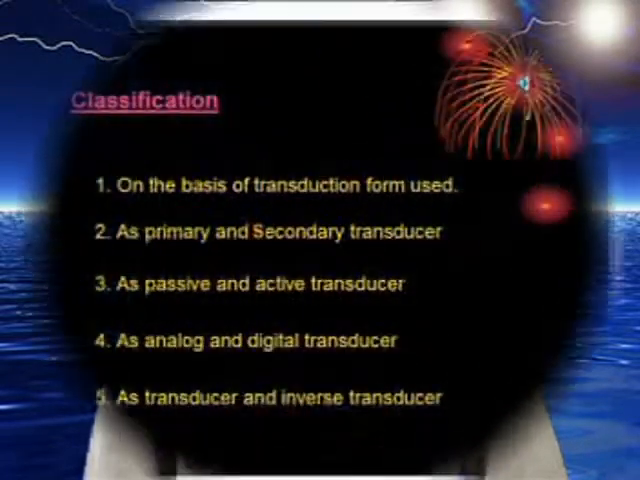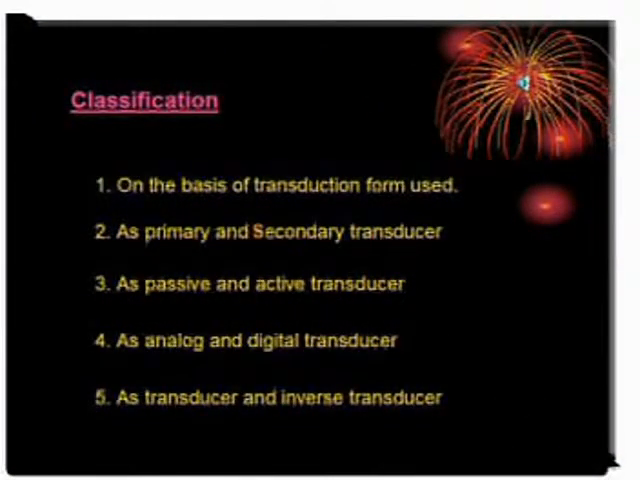Next, I am going to discuss the second concept, how the transducer is classified. A transducer is classified into 5 types, namely on the basis of principle of transduction form used. Second one is as primary and secondary transducer. Third one is as passive and active transducer. Fourth one is as analog and digital transducer. And finally, transducer and inverse transducer. Now I am going to explain all these classifications in detail.